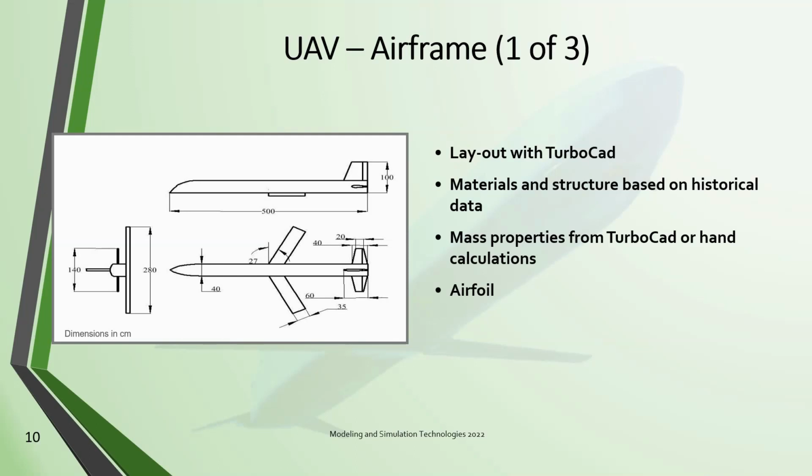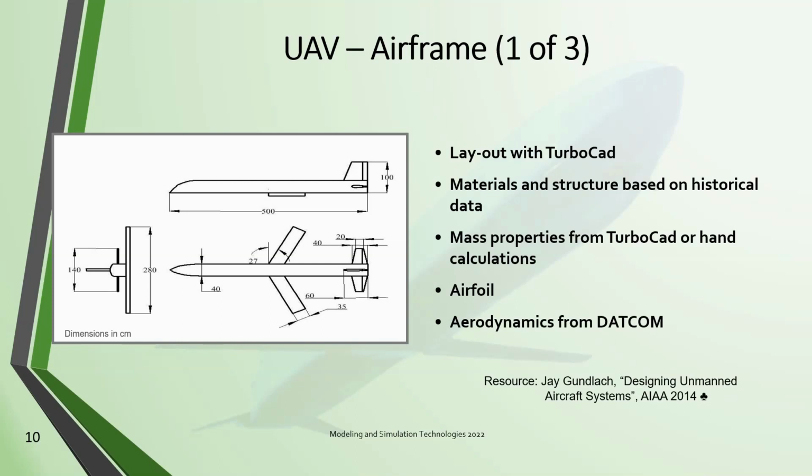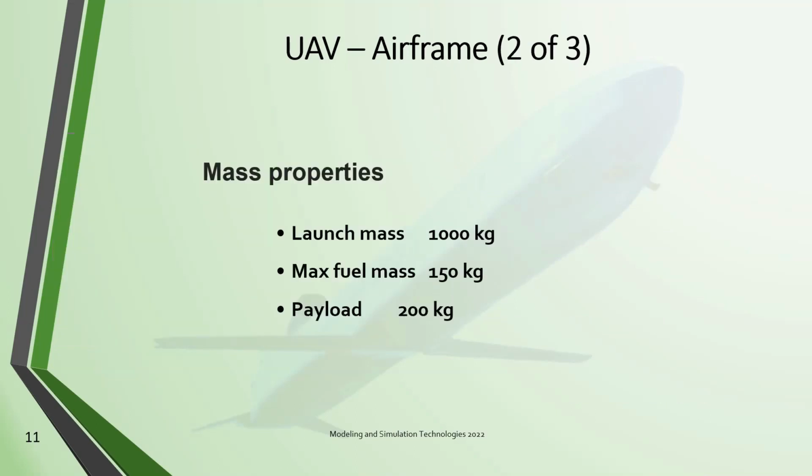Then you determine an airfoil based on a NACA selection. And with this, you can calculate the aerodynamics using DATCOM. Now, Gundlach is a pretty good reference to get some of the information on how to design unmanned aircraft. So we have here these mass properties. The launch mass is 1,000 kilograms. The max fuel mass is determined by the range requirements, as well as the payload, which are given by the requirements.